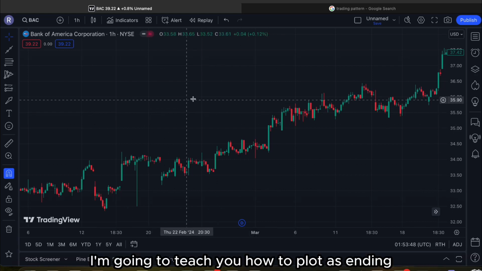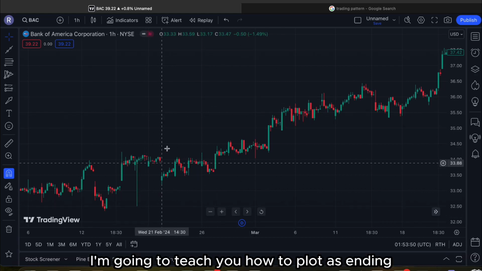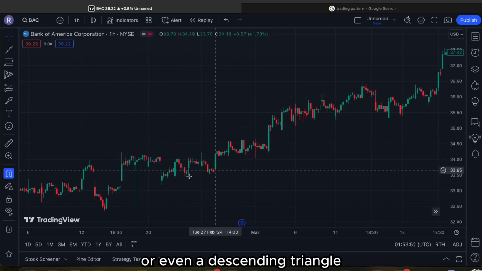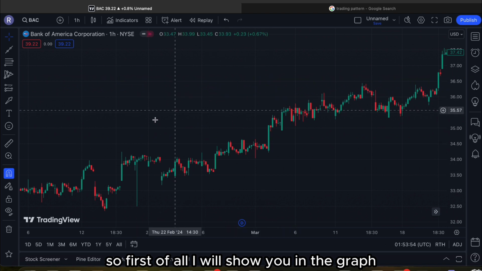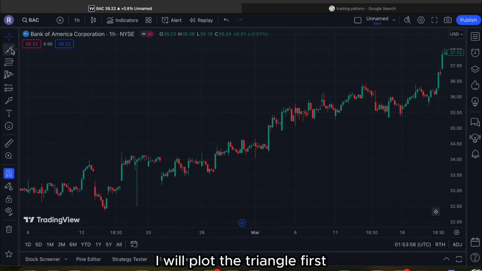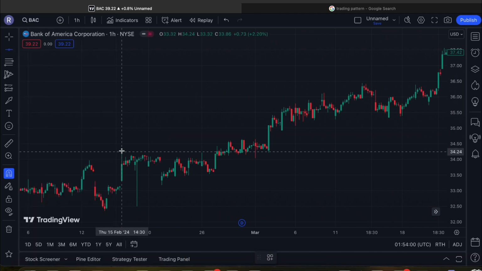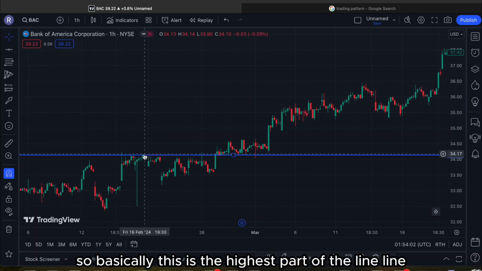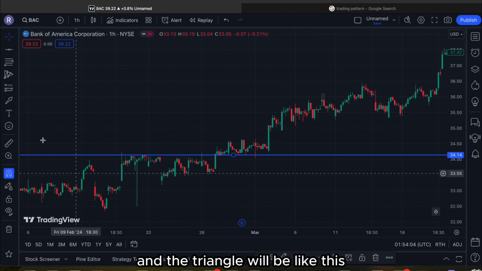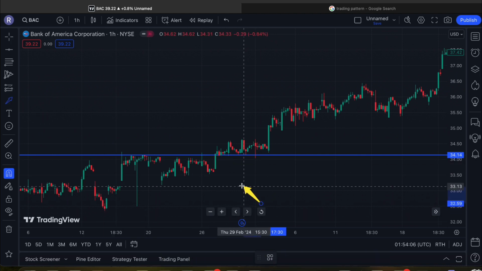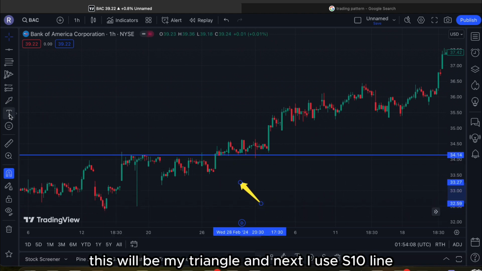Guys, in this video I'm going to teach you how to plot an ascending or even a descending triangle. So first of all, I will show you in the graph. I will plot the triangle first, and I will use a line to plot. So basically this is the highest part of my line, and the triangle will be like this. This will be my triangle.